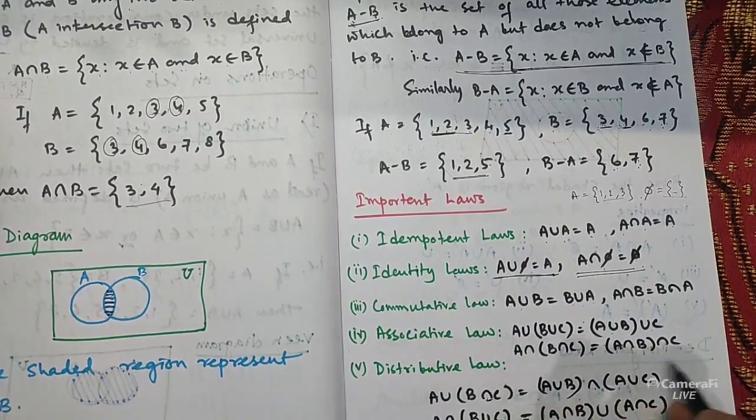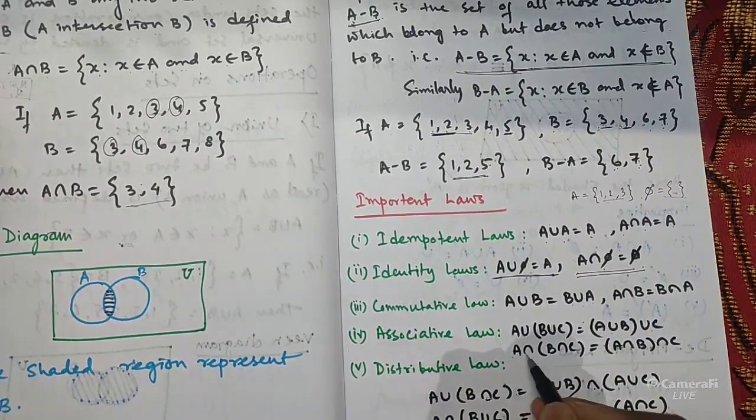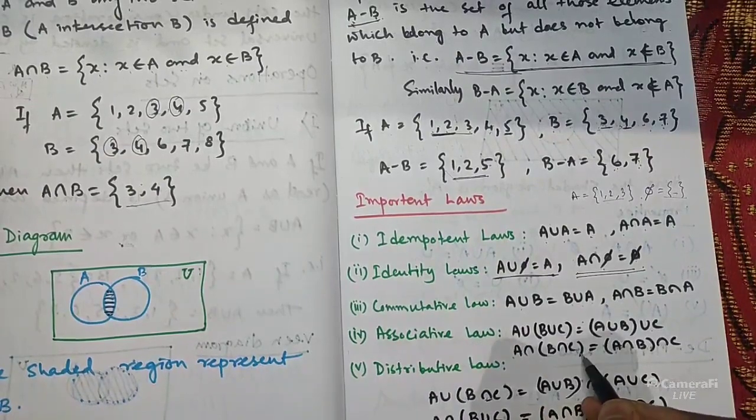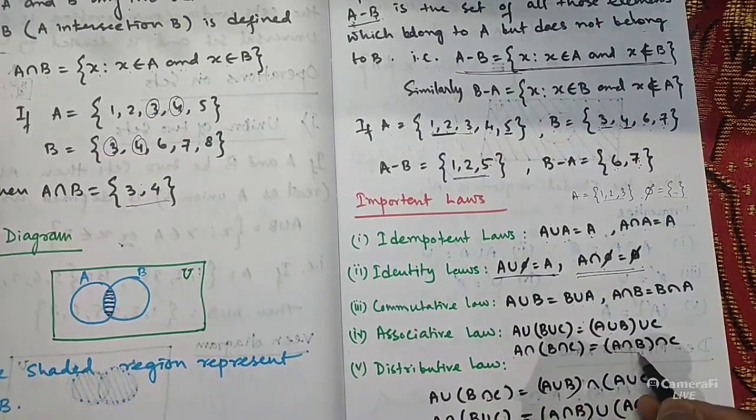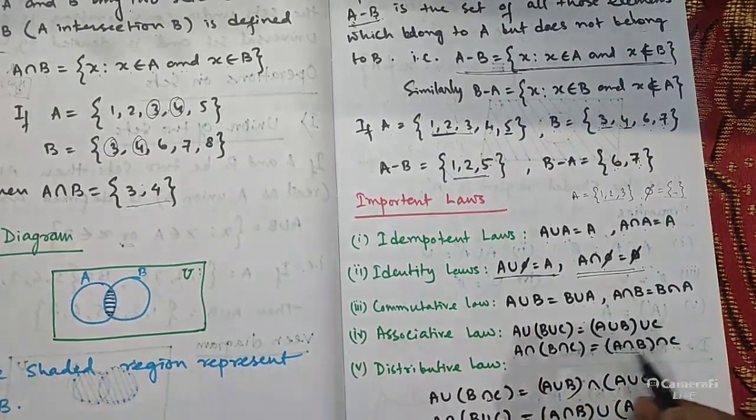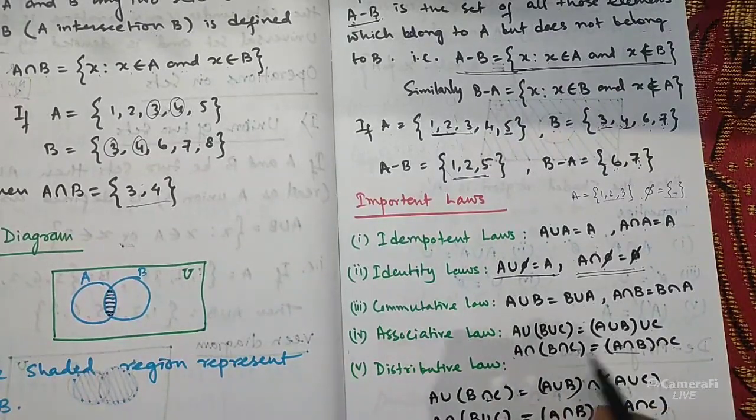Similarly for intersection also this property holds. A intersection B intersection C is equal to A intersection B intersection C. That means intersection is associative with the sets A, B and C. Understood?